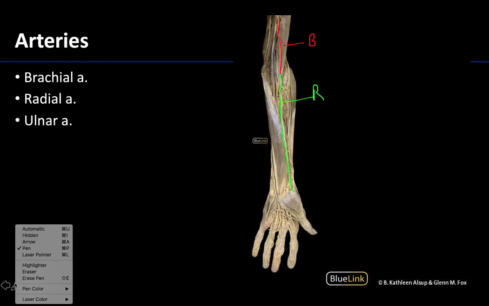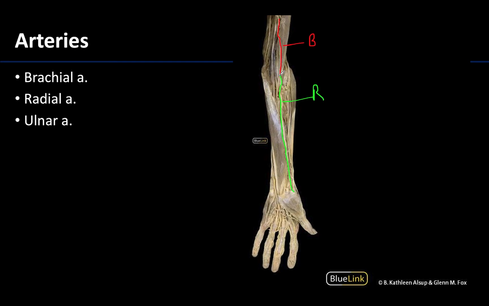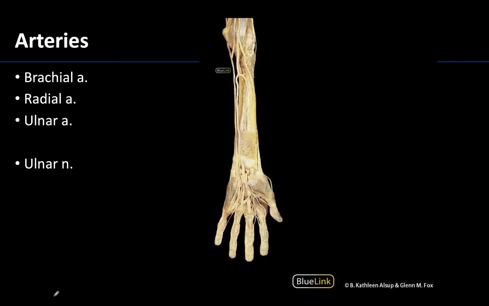And the other terminal branch is going to be the ulnar artery. And we can only see a little bit of that right here. And the reason we can only see that here, even though it's the major supplier of the forearm, it's going to dive deep, and we'll only see a small portion until we get a much deeper dissection like we have here.